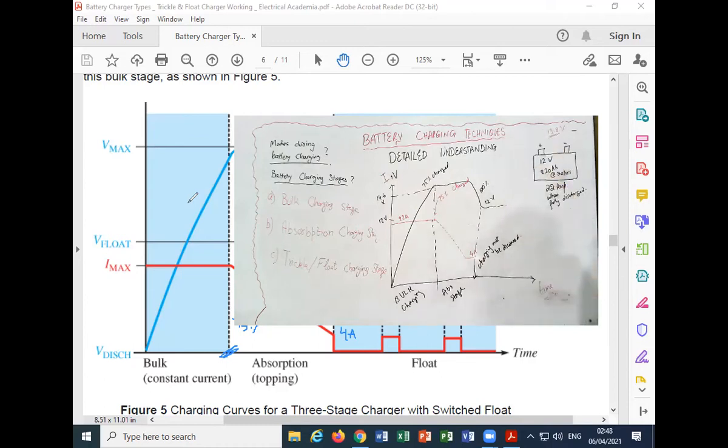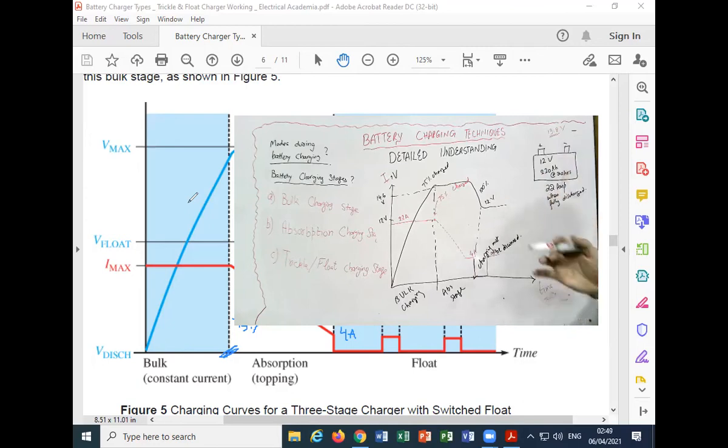What does the battery charger do? After some time, the battery charger has stopped charging. After some time, it will start charging the battery again, and now this battery will again draw 4 amperes, because 4 amperes is the amount of current which the battery will draw, whether it is fully charged or not.